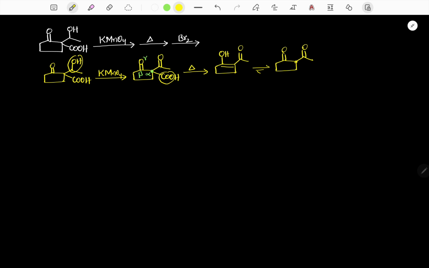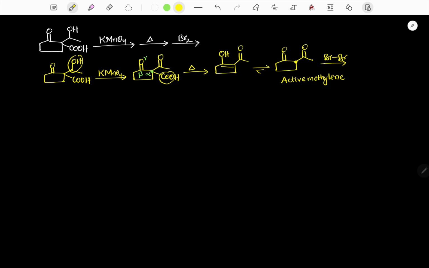So this is an active methylene compound. Minus R, it is an active methylene compound. So this carbon is active methylene. Now it is treated with Br2.